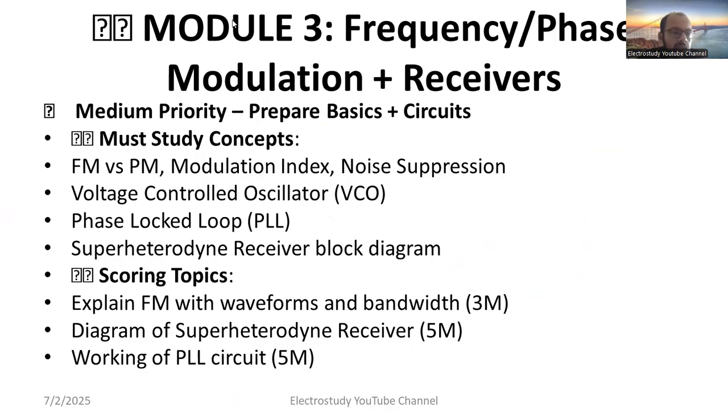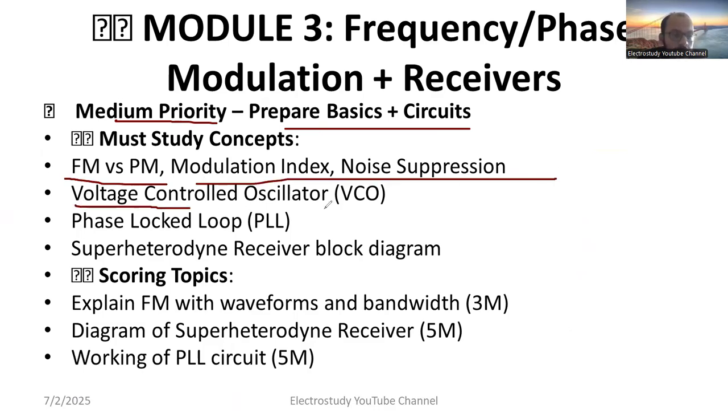Coming to module 3, the title is frequency modulation and receivers. What you are supposed to do is prepare the basics and circuits. You must study the following concepts: FM and PM, modulation index and noise suppression. Then VCO. What is the meaning of VCO? How does a voltage controlled oscillator work? What is the importance of PLL, the phase locked loop? With the help of a block diagram, you need to explain it and its applications.